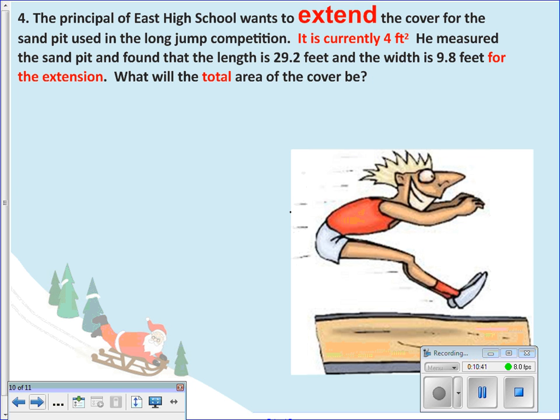He measured the sand pit and found that the length is 29 and 2/10 feet and the width is 9 and 8/10 feet. What will the area of the new cover be?